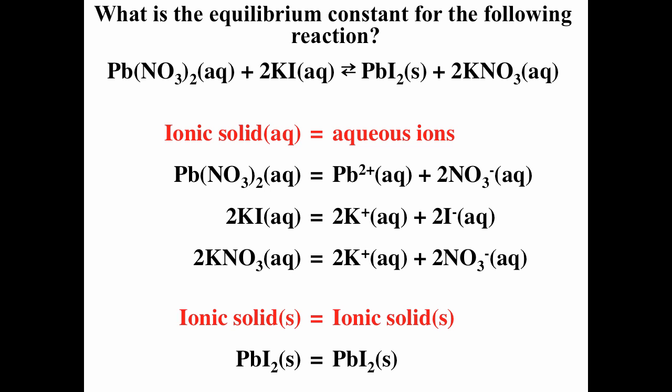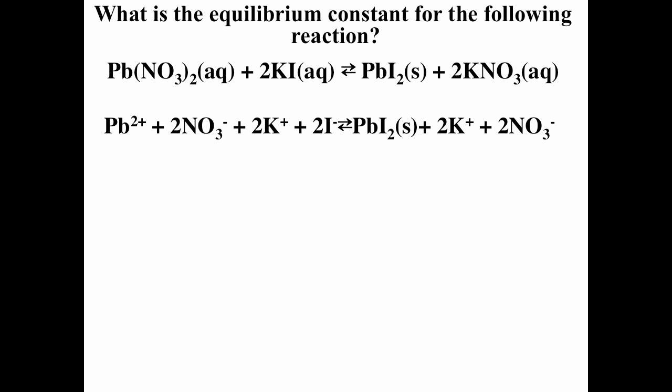Ionic solids, I cannot break apart. They stay as an ionic solid. And so if we take this reaction and then we substitute the ions where we can, lead nitrate again is lead ions and nitrate ions. If I have a bottle labeled 1 molar lead nitrate, I actually have a bottle with 1 molar lead ions and 2 molar nitrate ions.